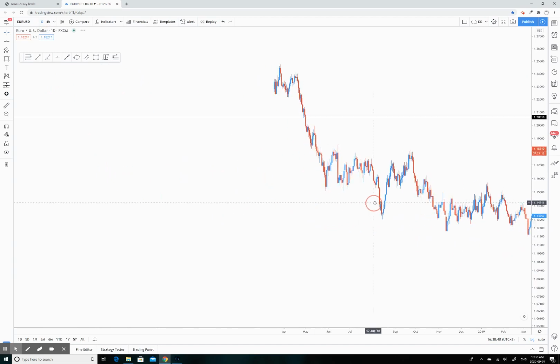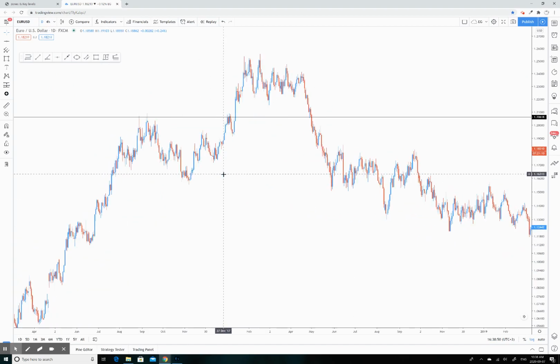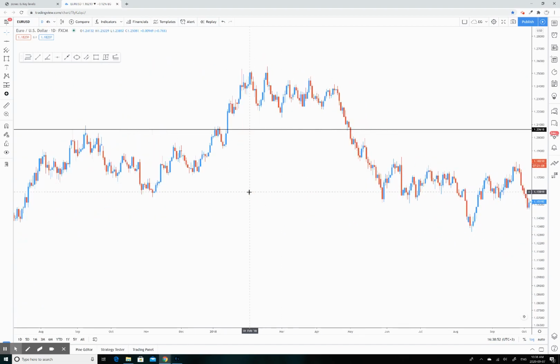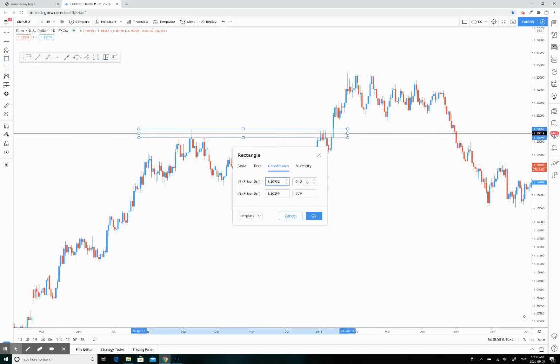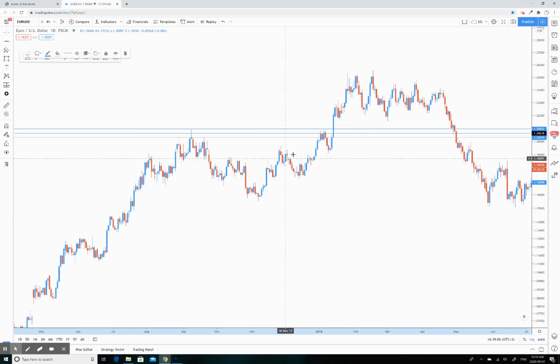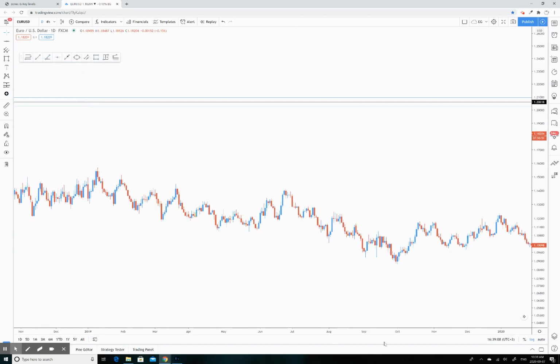You can definitely go back and box it in. See if you can find an engulfing, or if you just want to take the rectangle tool and catch as many of these wicks as you can. This is going to get you a better idea of how close we are to touching that area, or if we've touched it.